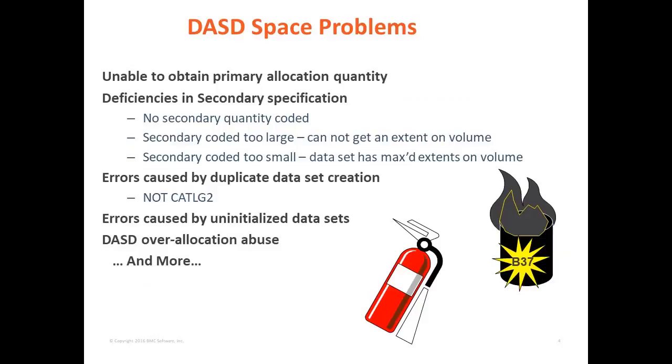DASD space problems are caused by a variety of conditions: no secondary coded or coded incorrectly, allocating duplicate datasets, datasets that have been allocated without an end-of-file marker, over-allocated datasets, and many other contributors.